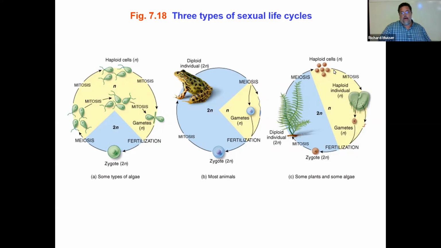And there are some plants and algae, for instance, that have a haploid stage that would seemingly look like an adult or individual. And then they're going to have their gametes and the zygote in a diploid stage. So it's almost like two organisms, even though it's the same one. So essentially, sperm and egg is a living organism.